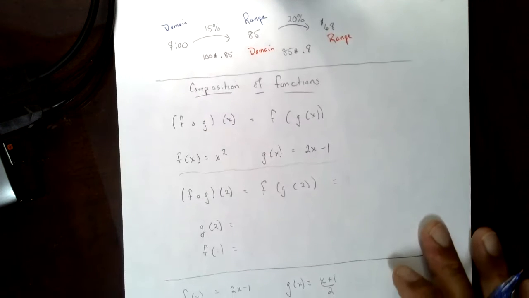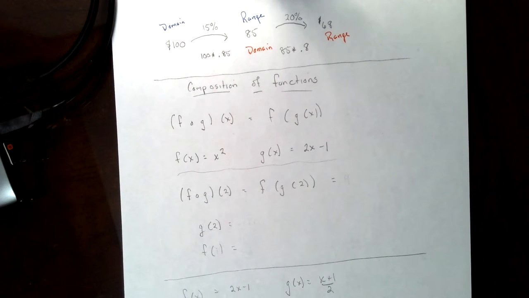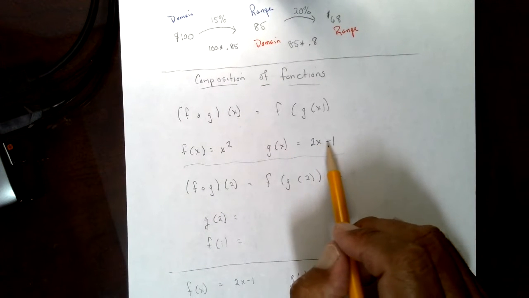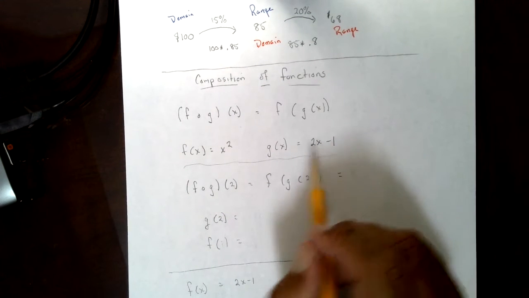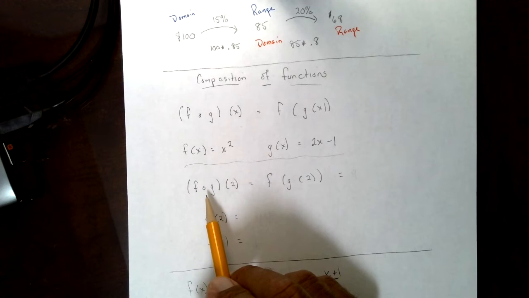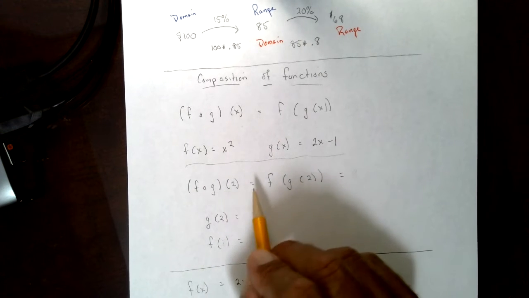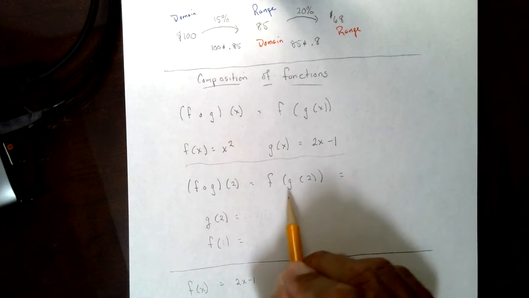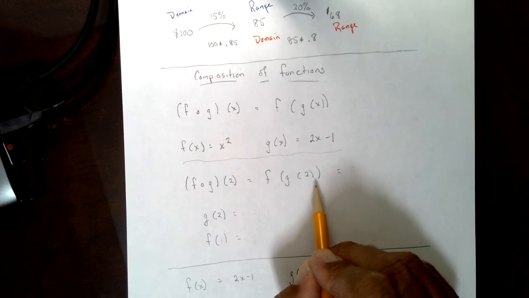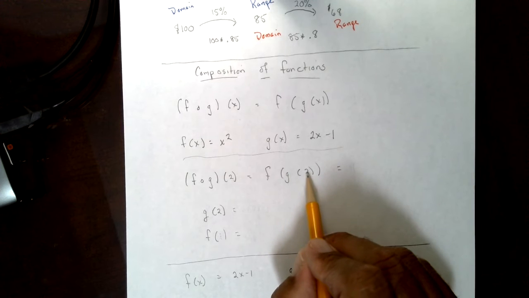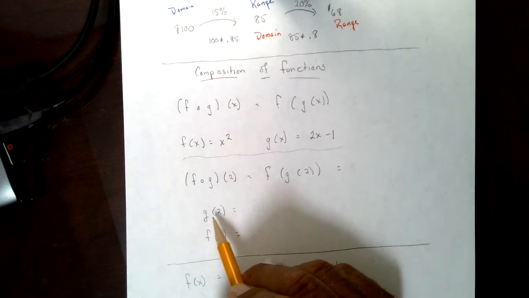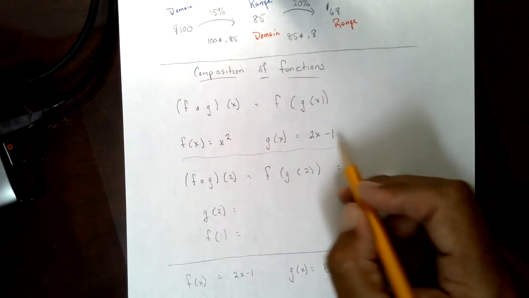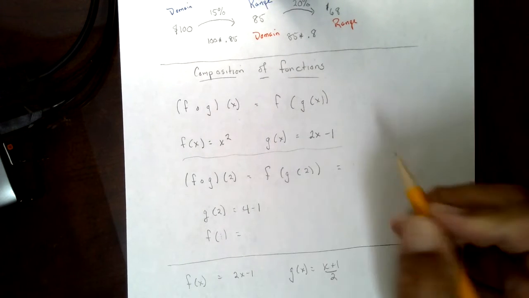So let's say, for example, I have two functions here. The first one, f of x, is x squared. The second one, g of x, is 2x minus 1. And I'd like to find f of g of 2. Well, the first thing I'm going to do is rewrite it as f of the function g of 2. So what do I need to do? The first thing I need to do is find what g of 2 is. I take the 2, plug it in for the x. 2 times 2 is 4, minus 1 is 3.